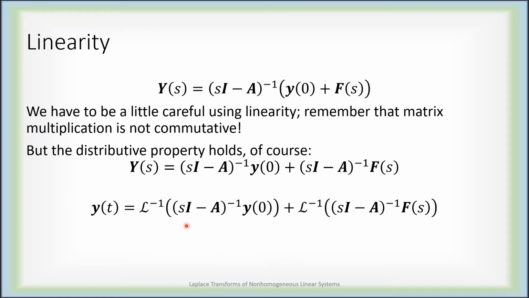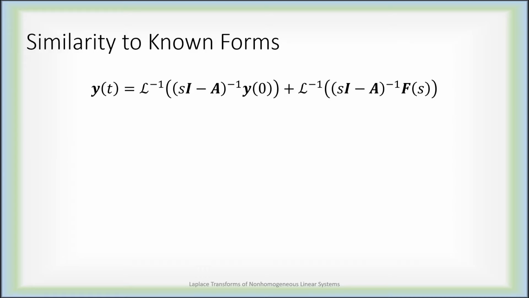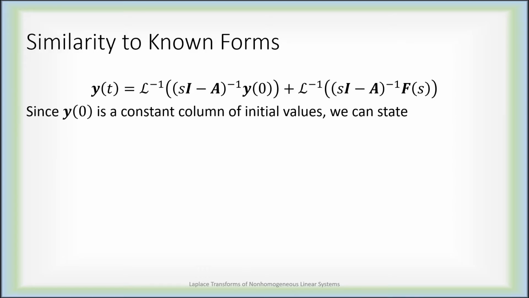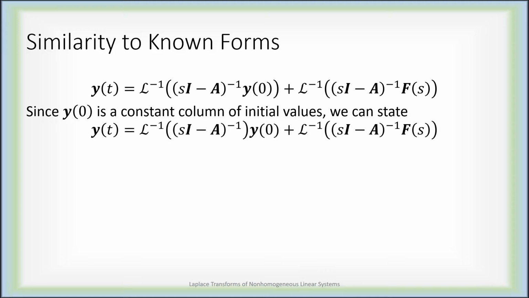This looks very familiar. This is what we discussed in the previous video. On the right, however, we have this new term, the inverse Laplace transform of the resolvent matrix times the Laplace transform of the forcing functions. So here's where we are so far. Since y of 0 is a constant column, you can factor it out on the right and end up right here. This is starting to look pretty familiar.